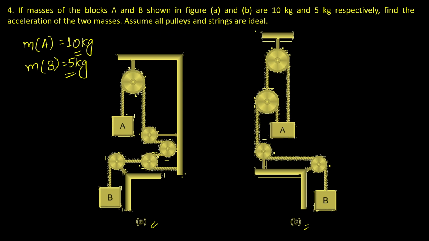Assume all pulleys and strings are ideal. As I have discussed in question number 2, how to distribute the tensions, we're just going to use that shortcut over here.